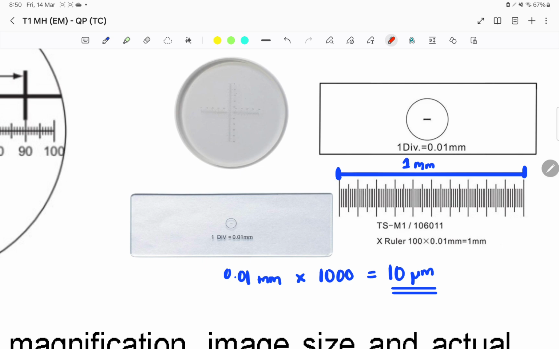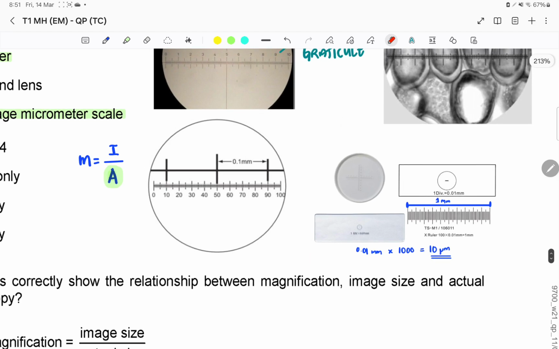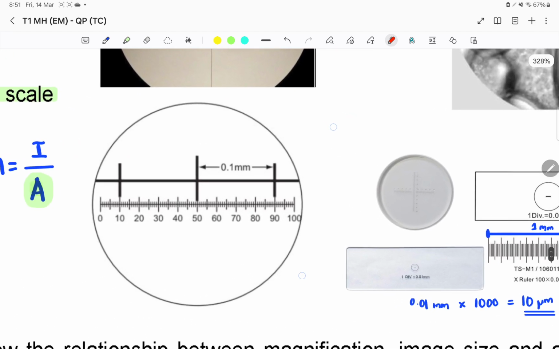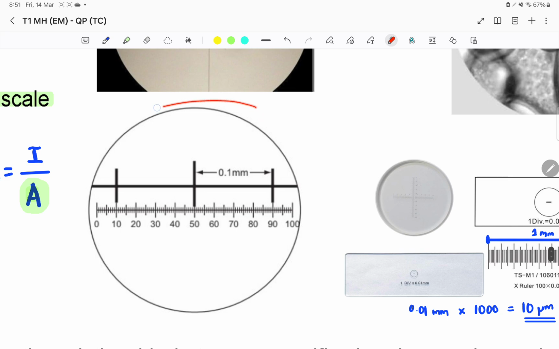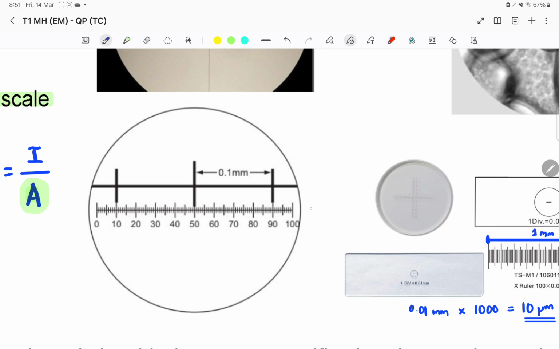Now, bearing in mind, this is actually very, very tiny, because we're going to put that on our stage and view that under the microscope. When we view them under the microscope, you'll notice that it will look something similar to this image. The bottom bit here would be the eyepiece graticule that you saw earlier, and the top bit here is how the stage micrometer would look.